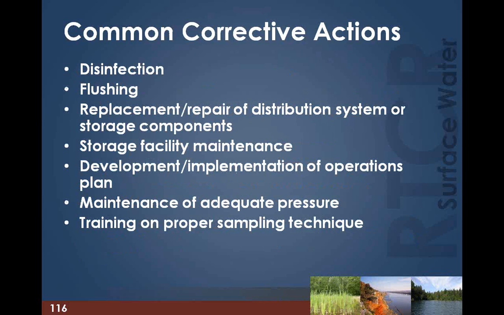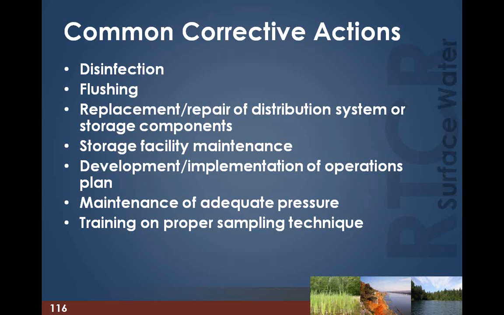Common corrective actions, and we're going to show how these apply to some of the common significant defects in just a sec. Disinfection, flushing of the distribution system, flushing of storage, replacement or repair of either a failing part of the distribution system or a part of the distribution system where there's suspected biofilm. It could be replacement, repair, or cleaning of storage components. So storage is often at fault or suspected to be at fault, so storage maintenance is also important. It might be a one-time storage maintenance corrective action, or it might be an ongoing storage maintenance corrective action that's needed.